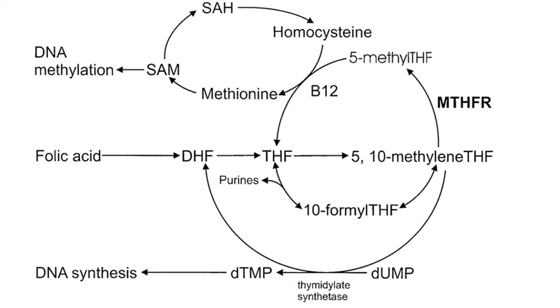In folic acid metabolism, folic acid is first converted to dihydrofolate and then again to tetrahydrofolate by the enzyme DHF reductase. The tetrahydrofolate is the active form and has multiple forms of 1 carbon donors which can donate 1 carbon molecules to various biosynthetic processes inside cells.